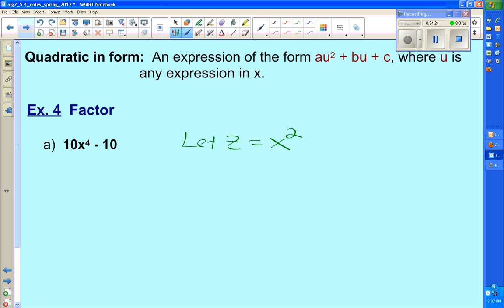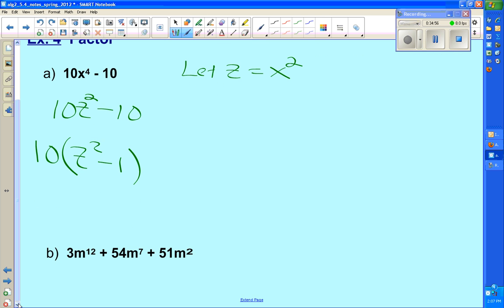Then we're going to replace x squared with z. 10x to the 4th would become 10z to the 2nd minus 10. Oh, yeah. Z squared means x squared squared, x to the 4th. Right? What's in common? If you pull the 10, you get z squared minus 1. How does z squared minus 1 factor?